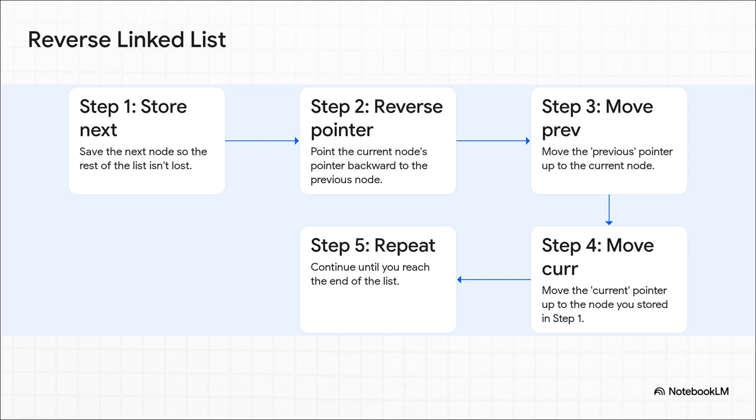The absolute number one most important thing is step one. You have to save the next node in a temporary spot before you change anything. If you don't, you'll lose the entire rest of the list. Once you've done that, you can safely reverse the pointer and then just step down the line, doing it all over again.